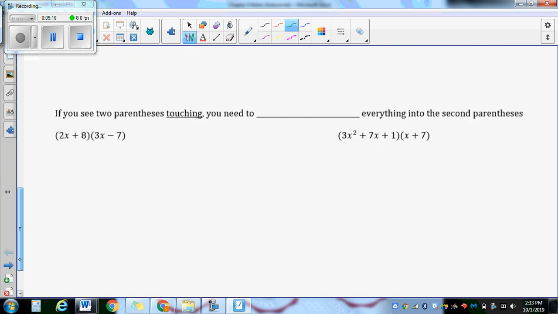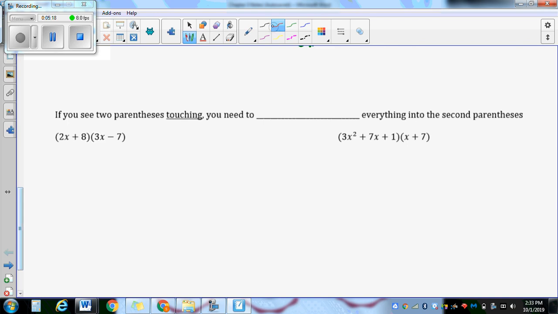The weird one: if you see two parentheses that are touching each other, like these guys, or like these guys, you need to distribute everything into the second parentheses. So here's what I mean by that. When I do this, I like writing it out. So these two parentheses are touching. So what I need to do is take this 2x and distribute it into the 3x minus 7.